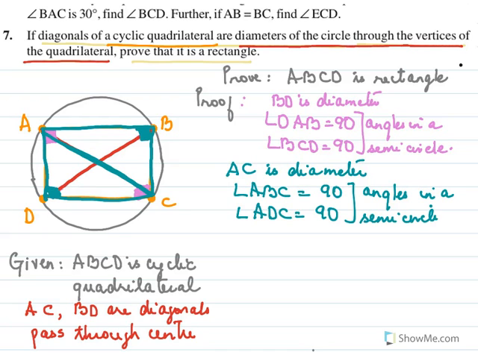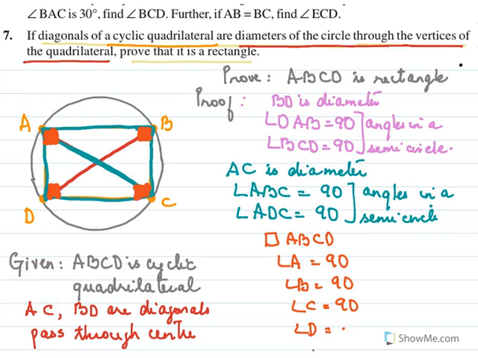Therefore now if you look at the quadrilateral, all the angles are 90. This we proved first was 90. Now we show this also is 90. So a quadrilateral where the angles are 90 is a rectangle. So in quadrilateral ABCD, angle A equals 90, angle B equals 90, angle C equals 90, angle D also equals 90. Therefore ABCD is a rectangle.